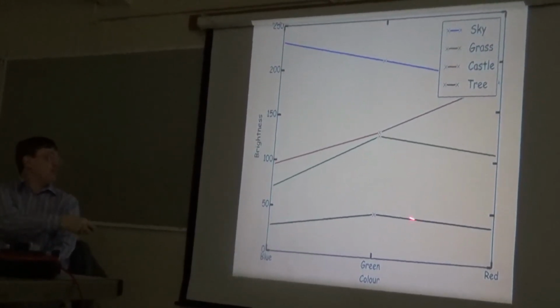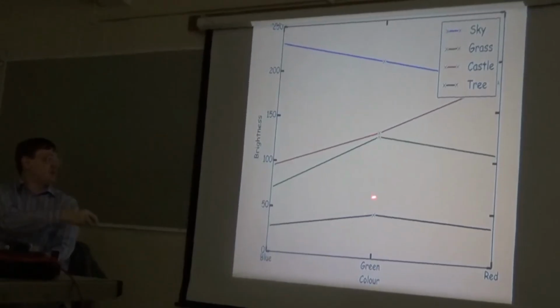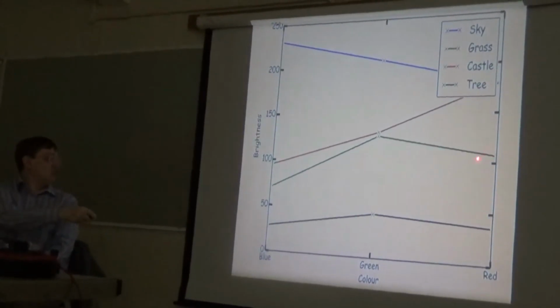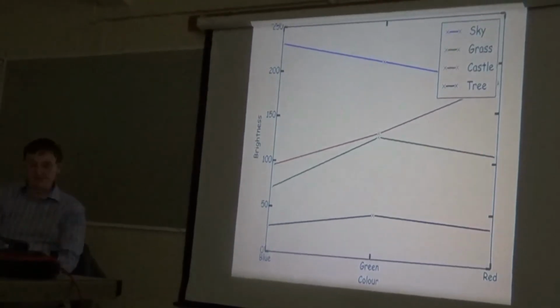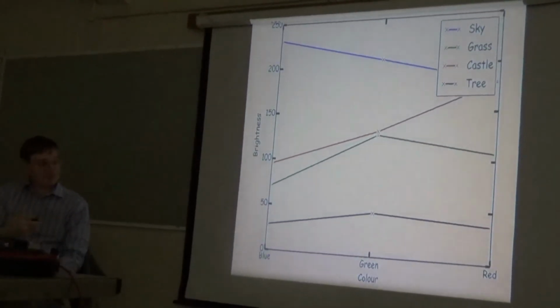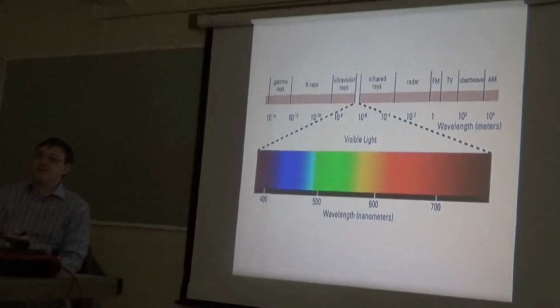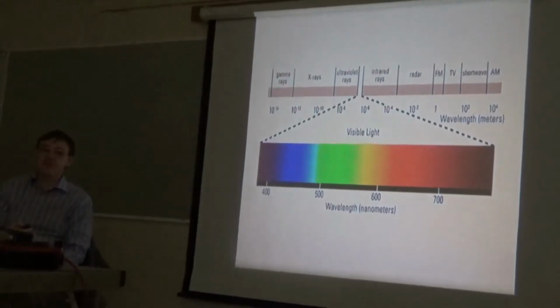The grass and the tree both have a kind of peak in the green because they look green, that's as you'd expect, and they're kind of lower down for the blue and the red there. Now, this is a nice useful graph, but we can make it a bit better by putting numbers on the colours and converting the colours to their wavelengths.